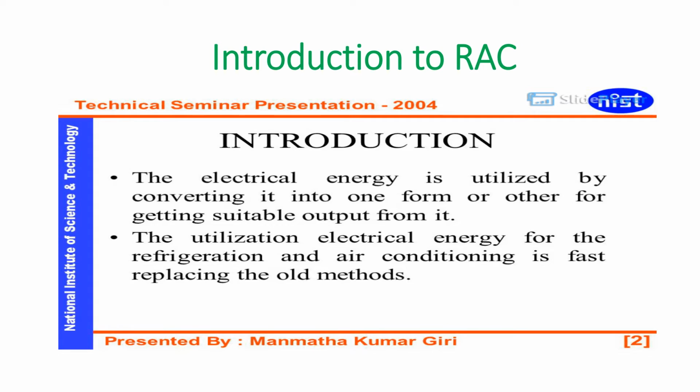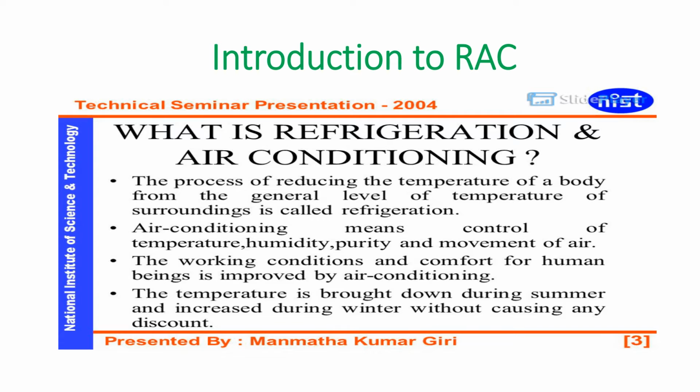from it. The utilization of electrical energy for the refrigeration and air conditioning is fast replacing the old methods. What is refrigeration and air conditioning? The process of reducing the temperature of a body from the general level of temperature of surroundings is called refrigeration. Air conditioning means control of temperature, humidity, purity and movement of air.